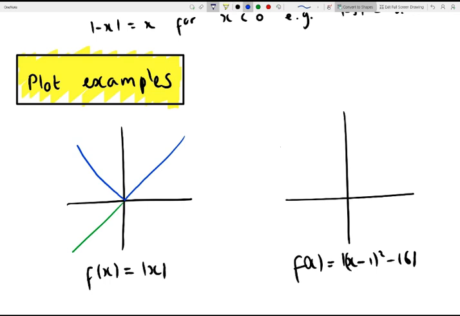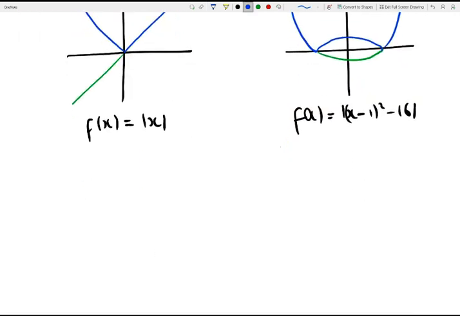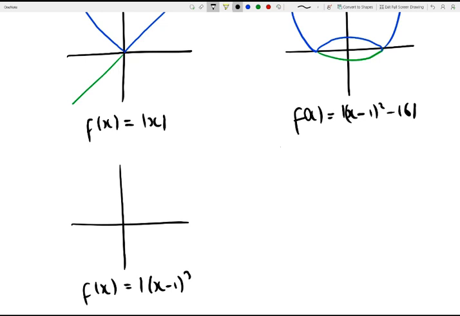So normally this would be a parabola. This, but we reflect in the x-axis, so it actually looks like this. Then we can plot f of x equals the modulus of x minus 1 cubed minus 16, and this would look something like this.